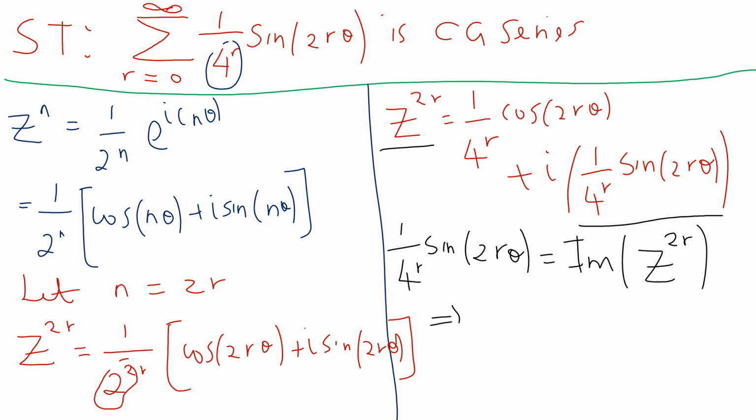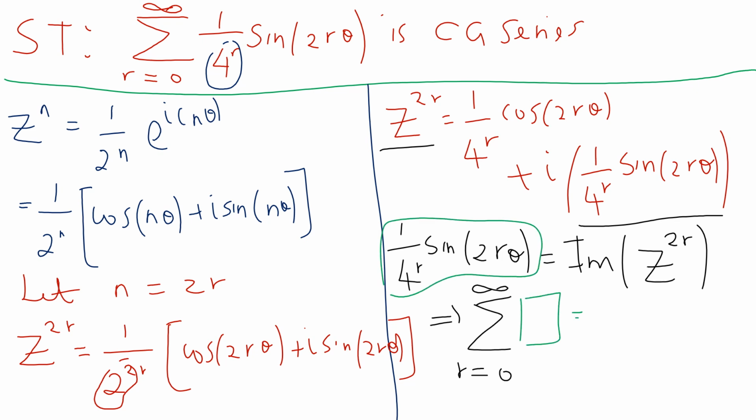If I take the sum on both sides, I'm going to have the sum from r equal to 0 to infinity of this here. I cannot write it again now, so let me just put a box so that I know that it is it. This is a box of this, which is equal to what? It is equal to the imaginary part of what? The sum from r equal to 0 to infinity.